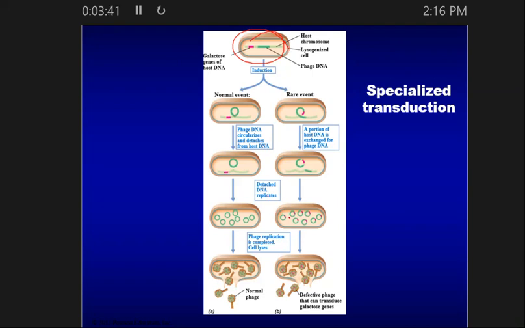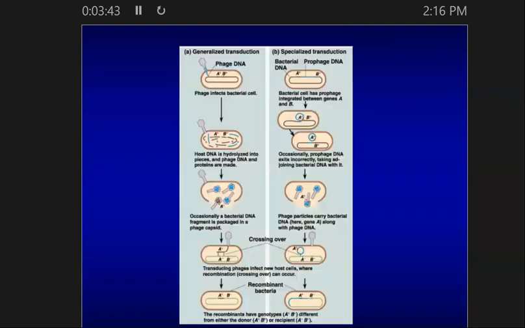Are there questions on generalized versus specialized? Okay, so compare and contrast as you're studying that and thinking about those concepts.